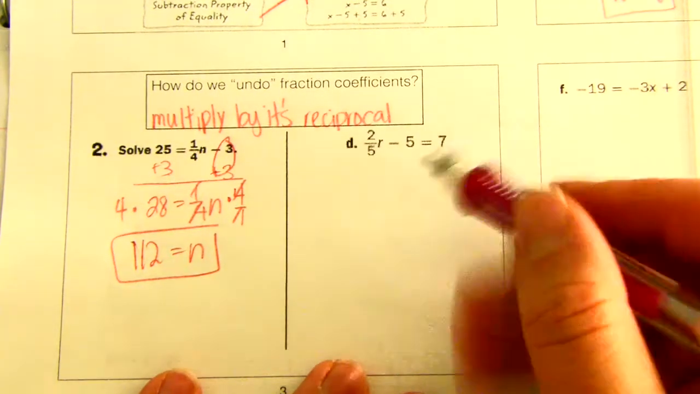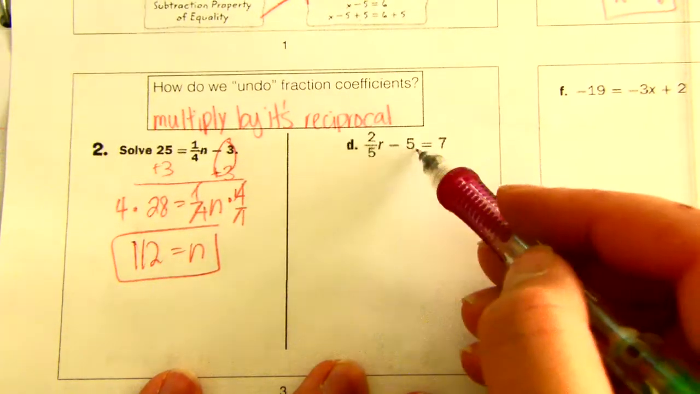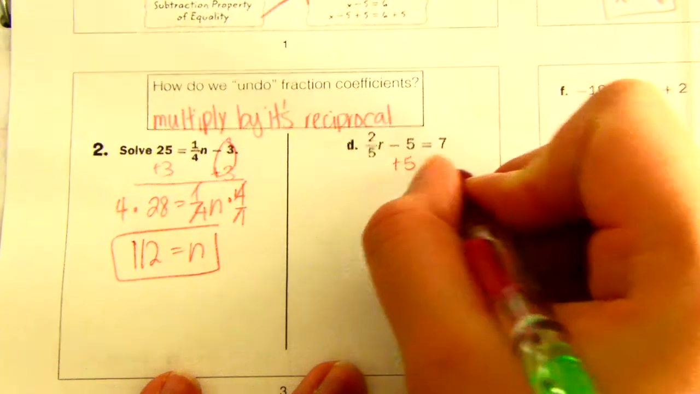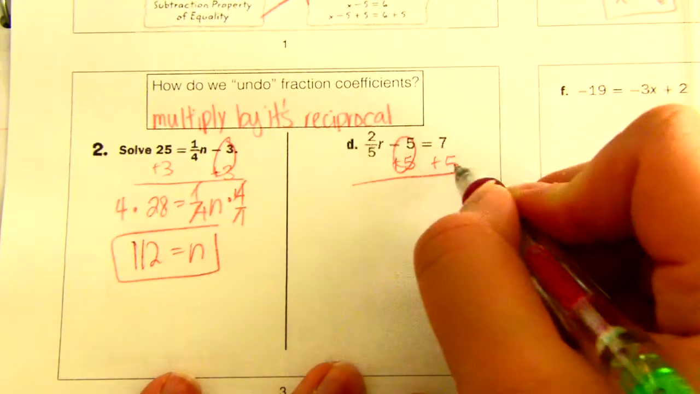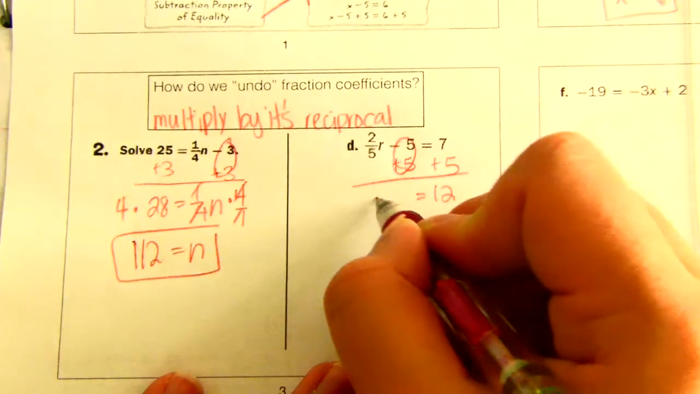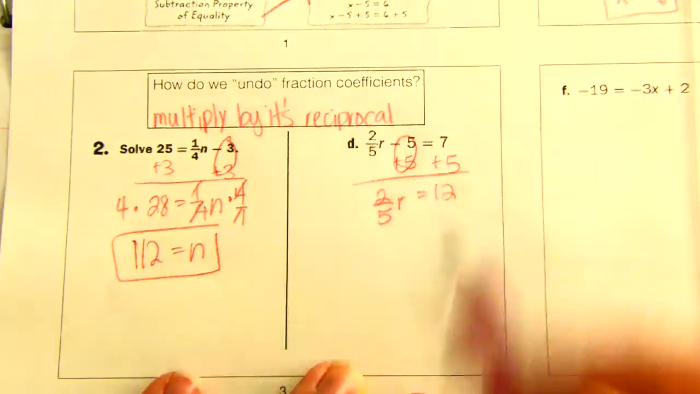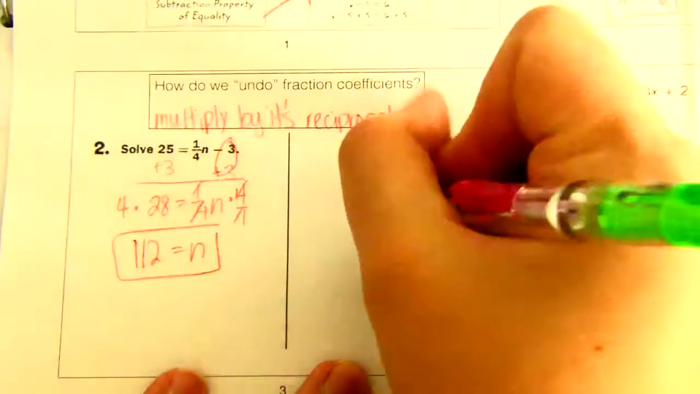Letter D, same thing. Can't touch that yet because I have a subtract 5, so I need to add 5 to both sides. This is going to go to 0, negative 5 plus 5. 7 plus 5 is 12. Bring my equal sign down. Bring my fraction down. The reciprocal of 2/5, because that's the coefficient, is 5/2.